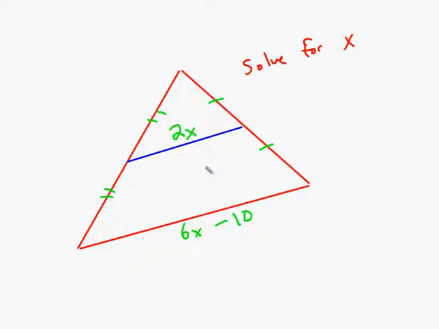Okay, this length, now it's true, this is half of this length. You with me? Okay, but I don't want to deal with halves. That's a lot of dividing. This is also double of this. So I'd say 2 times 2x equals 6x minus 10.